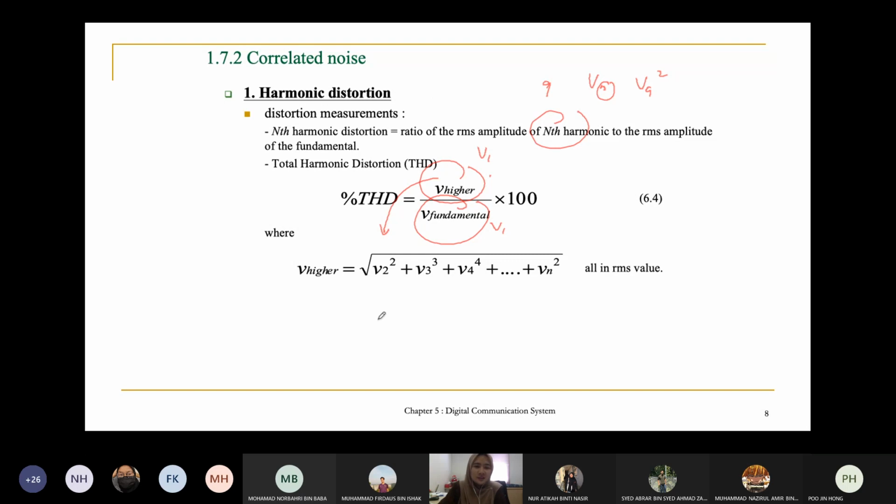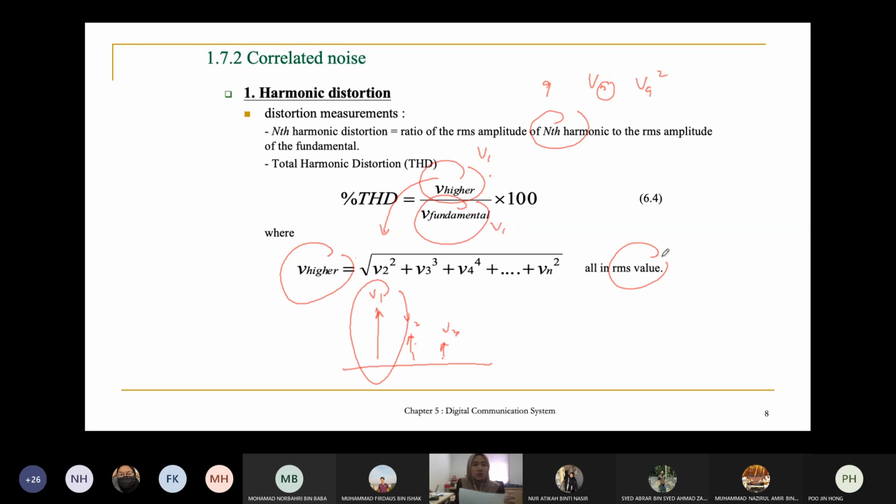Okay, so the previous figure, this is V1, V2, V3. V fundamental is V1. V2, V3 and so on, this is the harmonic distortion. So you must include these when you want to calculate the V higher. And one more important thing is that you must make sure that the voltage is in RMS value. Okay.